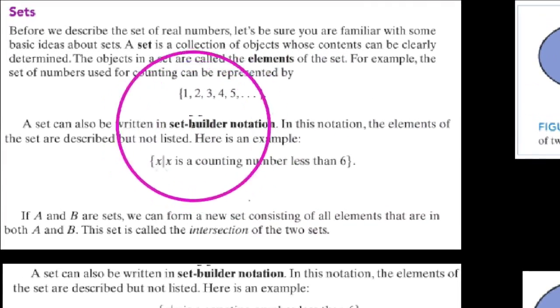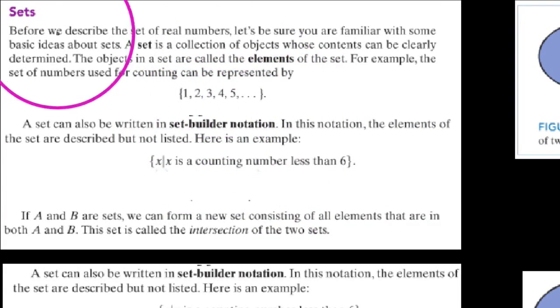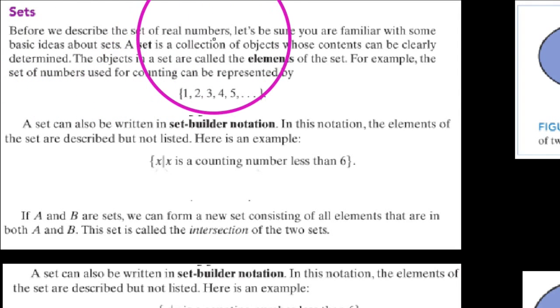Okay, this is my second video for my Algebra 3 Prerequisite chapter number 1, in which we're going to discuss what we mean by a set. So let's go ahead and talk about what a set is.